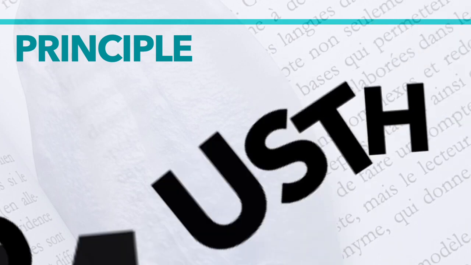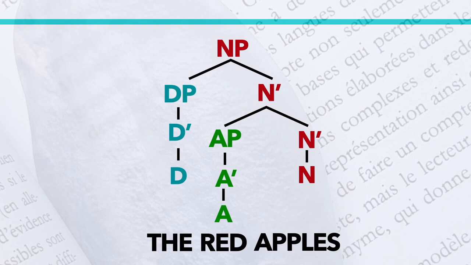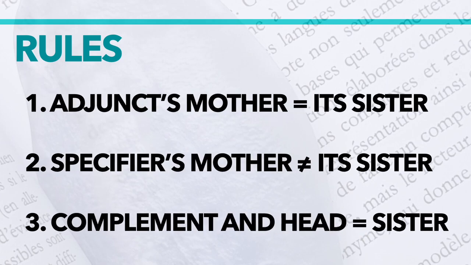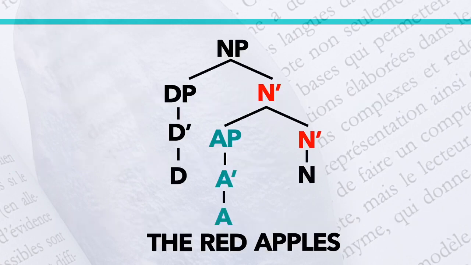First, the main principle is every word must have three levels. Every word in the tree, including determiner, adjective, and noun, should have three levels, which are word levels, intermediate levels, which are represented by X-bar, and then phrasal levels. Next, the three rules under the main principle are like this. First, the adjunct's mother should be the same as its sister. In this structure, we can see that the mother of the adjunct red is N-bar, which is the same as its sister N-bar.